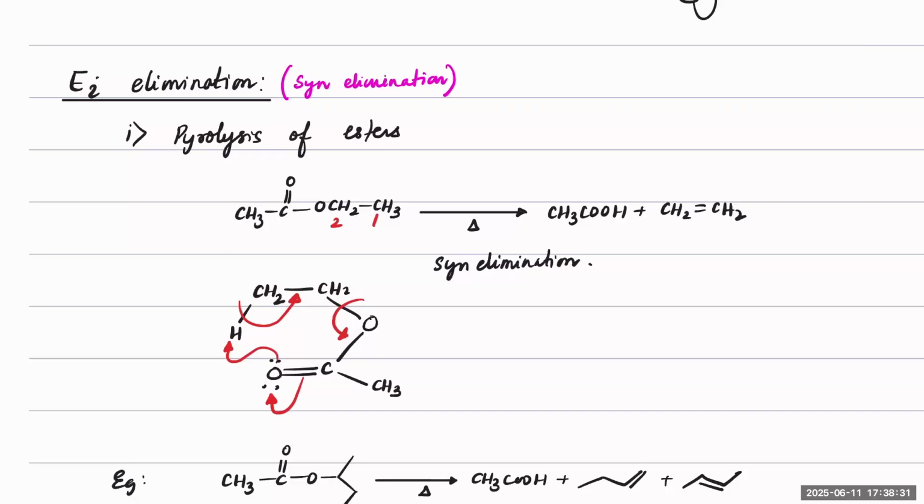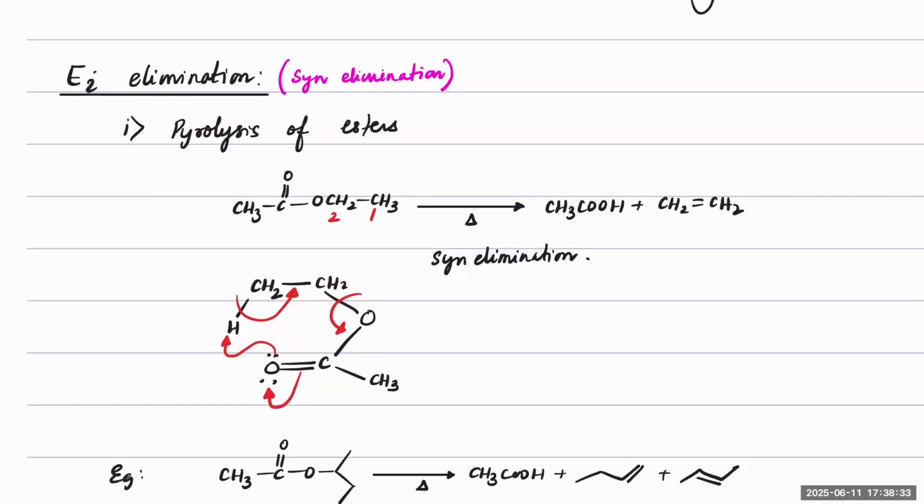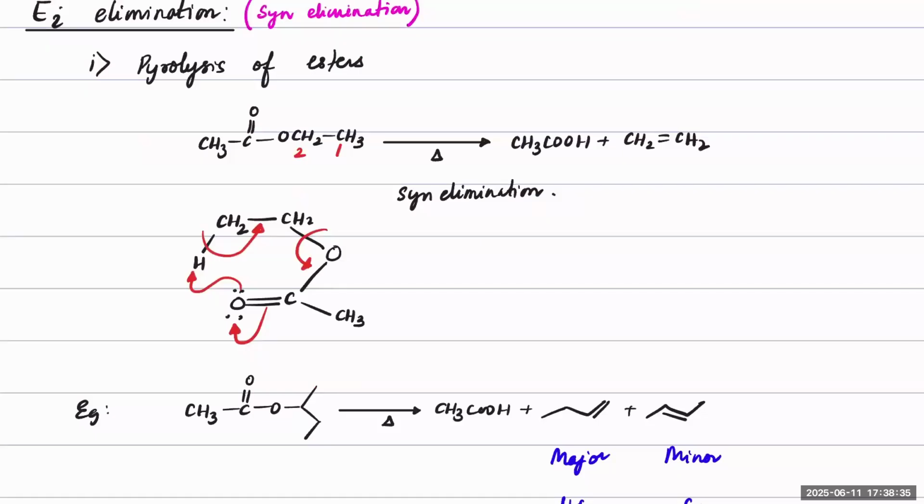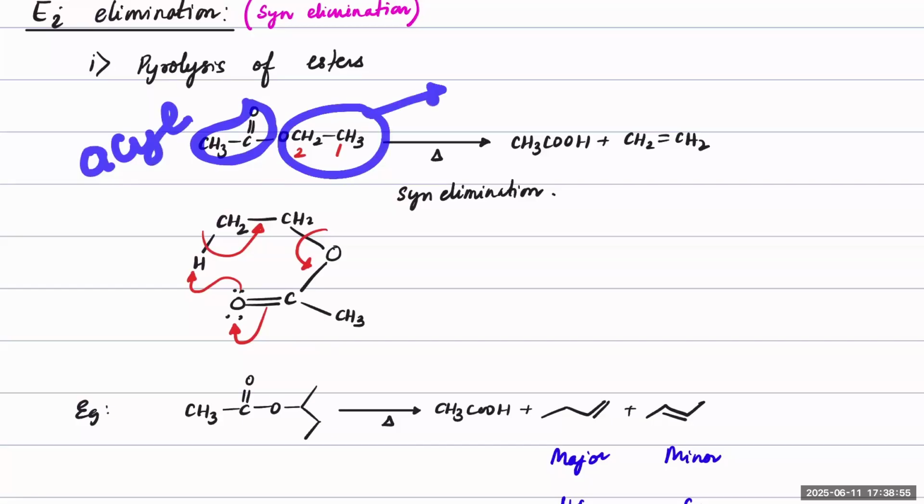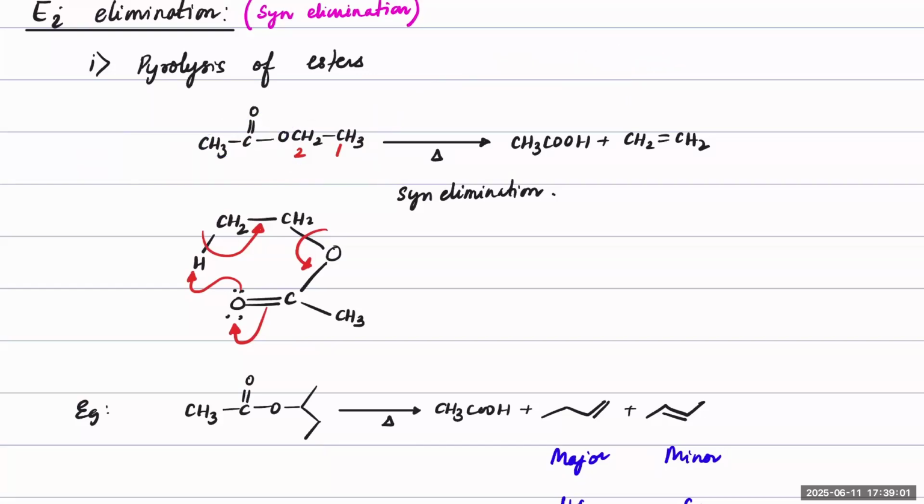All right. Now, notice this one. How does this proceed? Check out via pyrolysis of ester. The first example is pyrolysis of ester. Okay. Suppose there is an ester here. Ester has two parts, beta. The left hand side part is called acyl. The right hand side part here is called alkoxy. That is an alkyl group with an oxy. That's why it is called alkoxy.